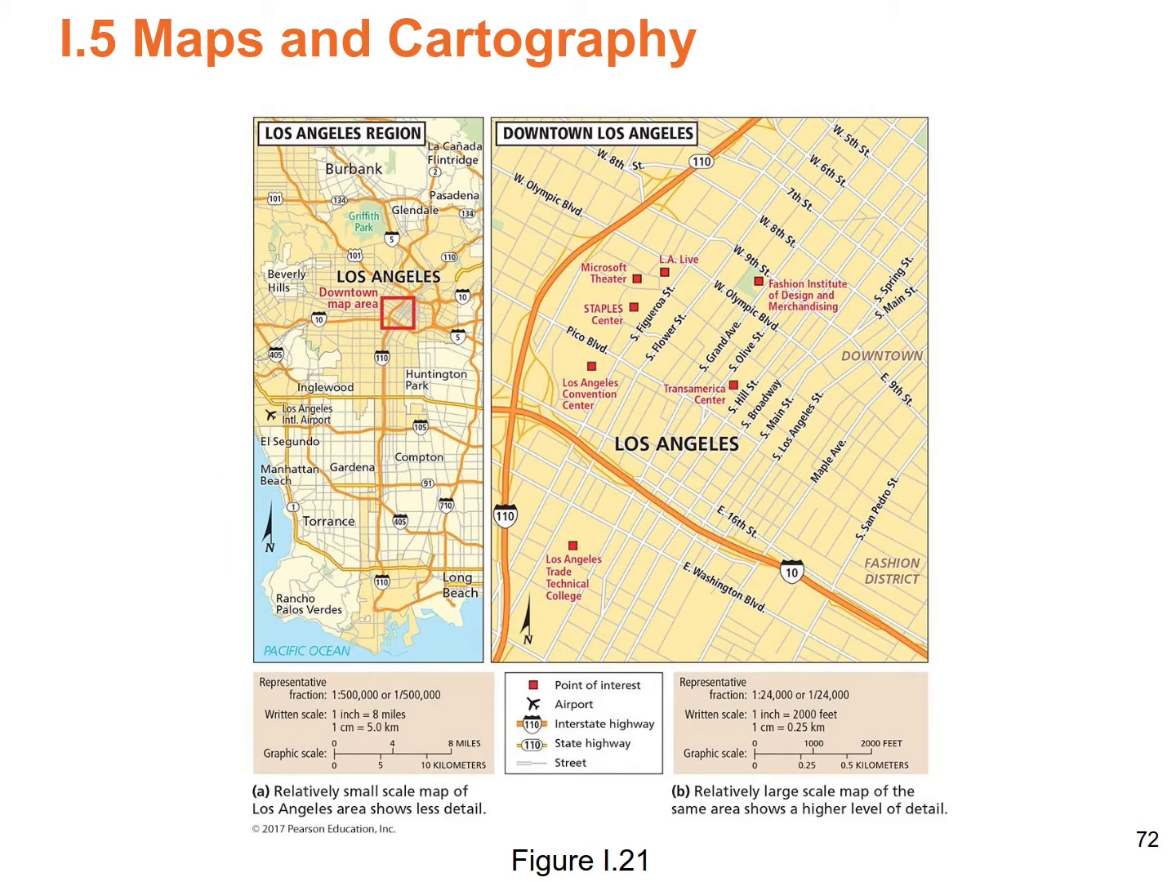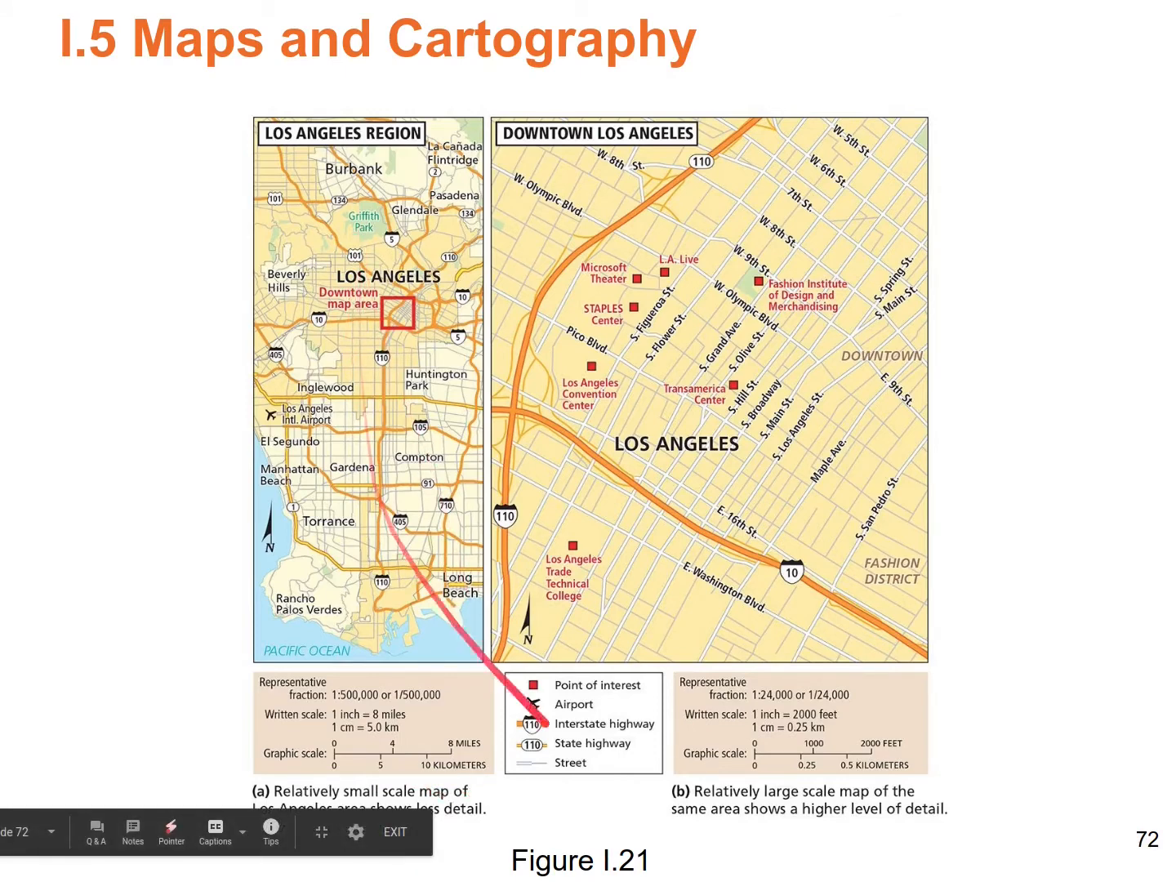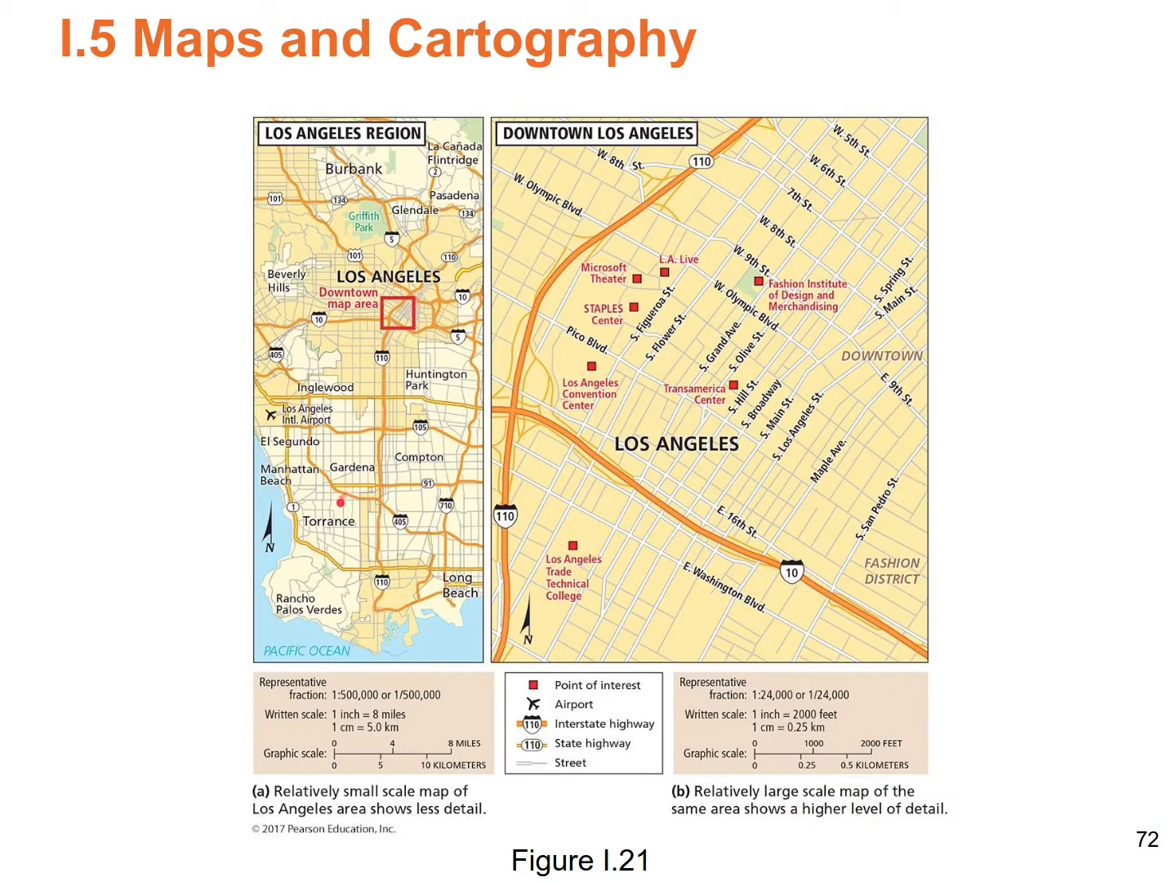So you can also talk about map scales as being small scale or large scale maps. Small scale maps, let me pick up the pointer again. Small scale maps have small detail of a large area. Large scale maps have a lot of detail of a small area. So this is, as it was printed at some point, 1 to 500,000 scale, where 1 inch equals 8 miles. This is 1 to 24,000, 1 inch equals 2,000 feet.